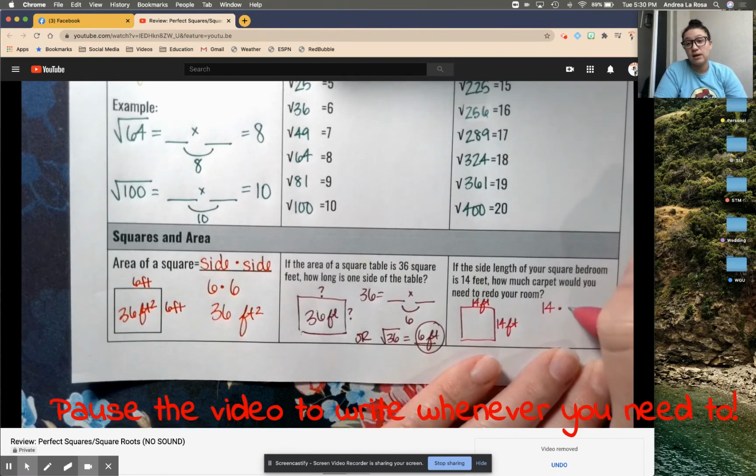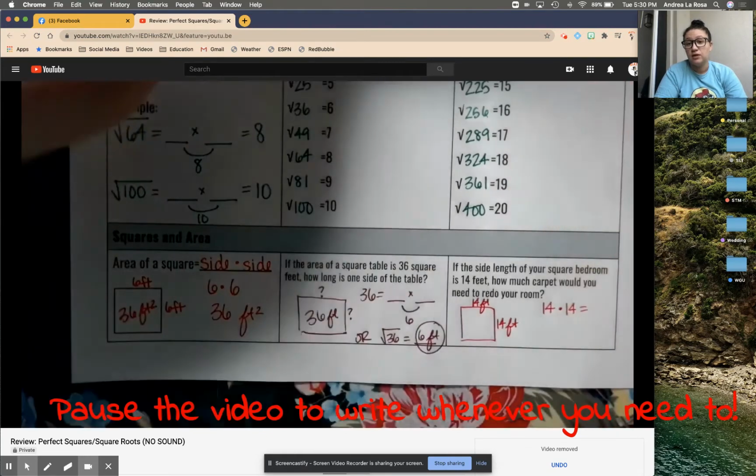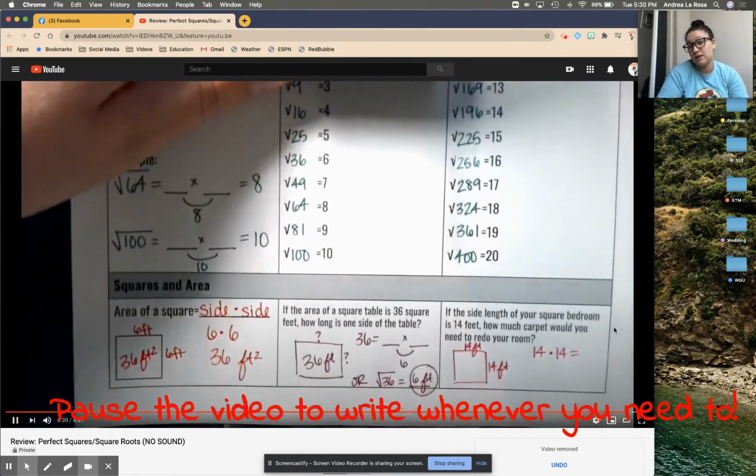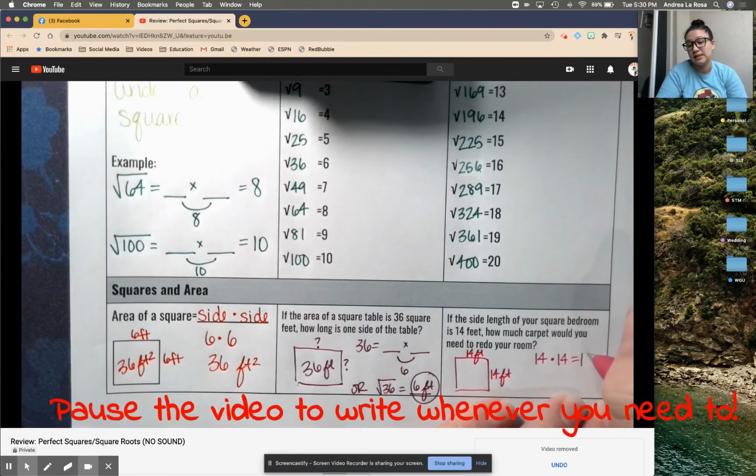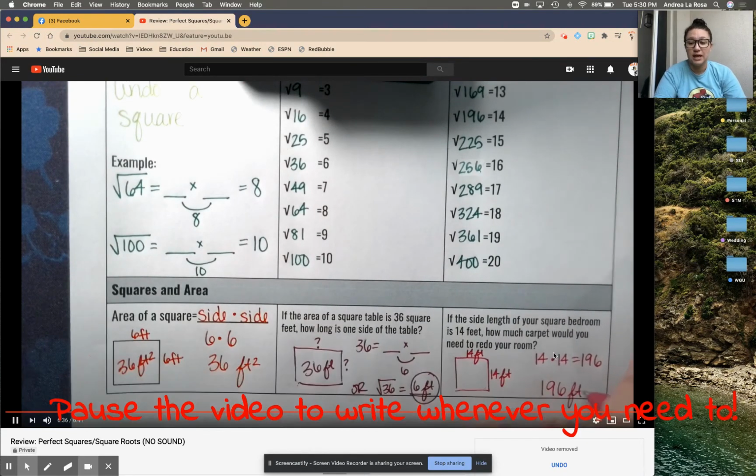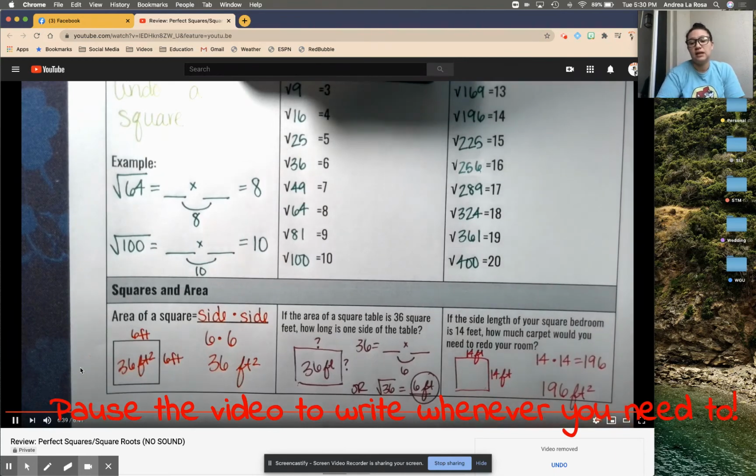To do that, that's back to those perfect squares. I got to take 14 times 14. And if you look at it on your chart, you can see 14 times 14 is 196. And again, if you don't have it memorized, you're going to have to multiply it out. 14 times 14 to get 196 square feet for your area.